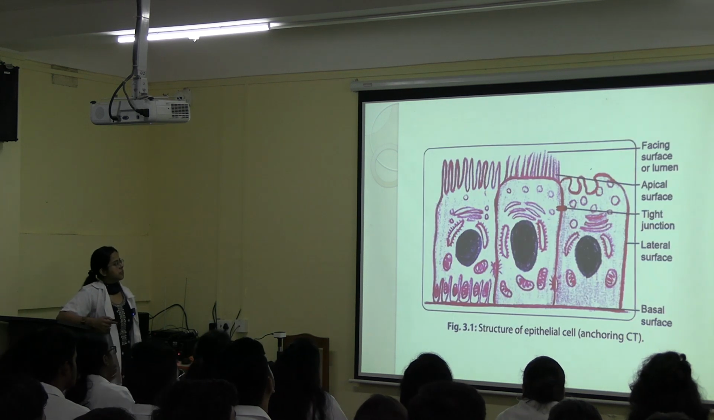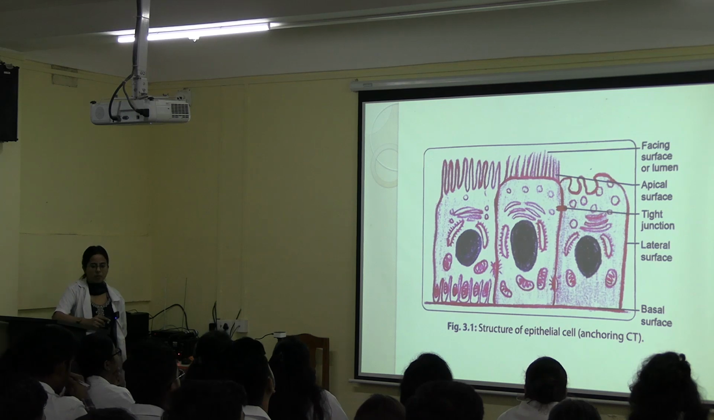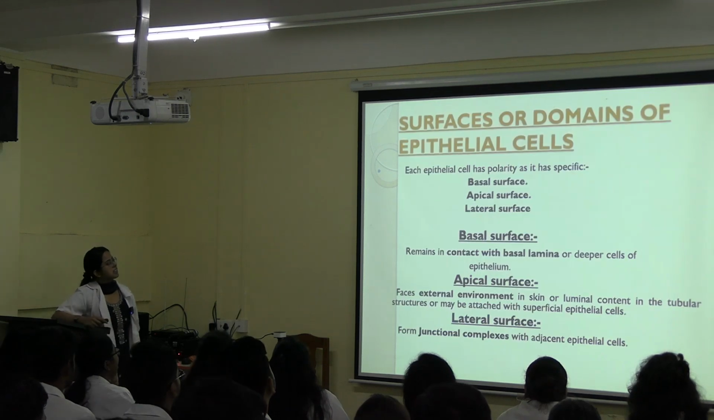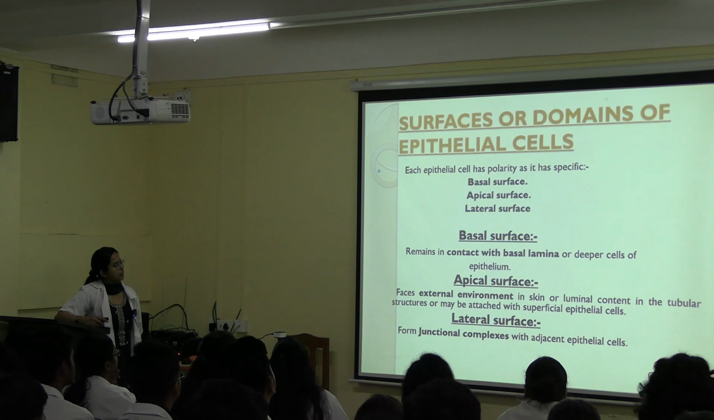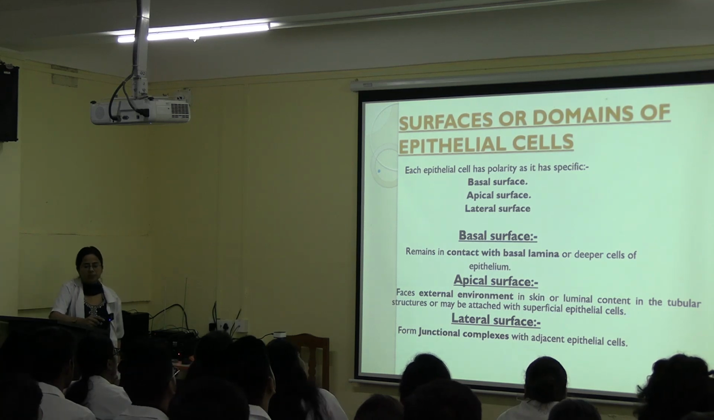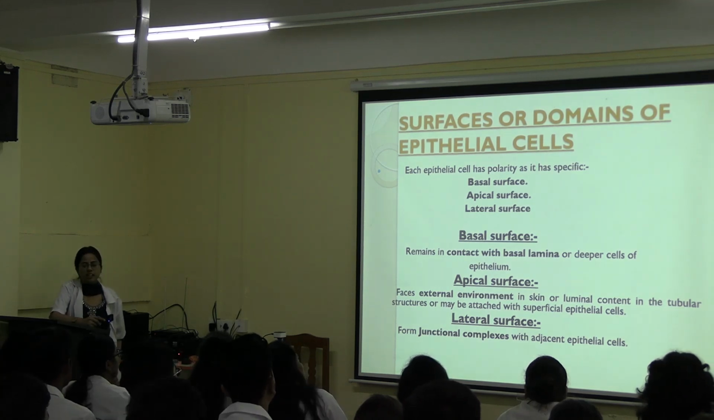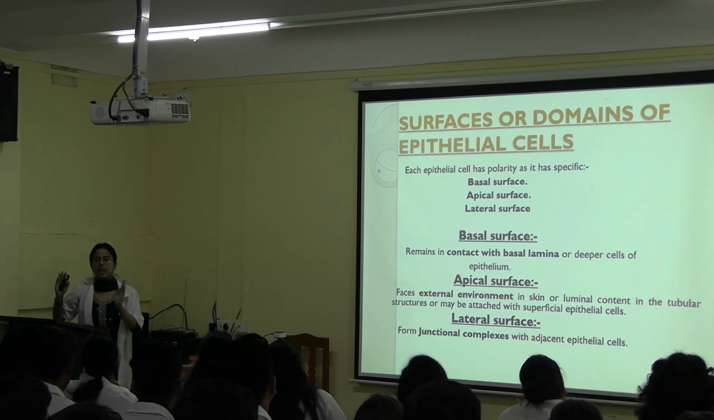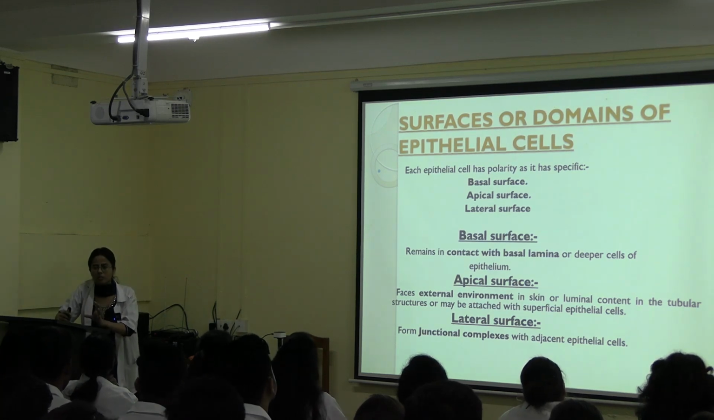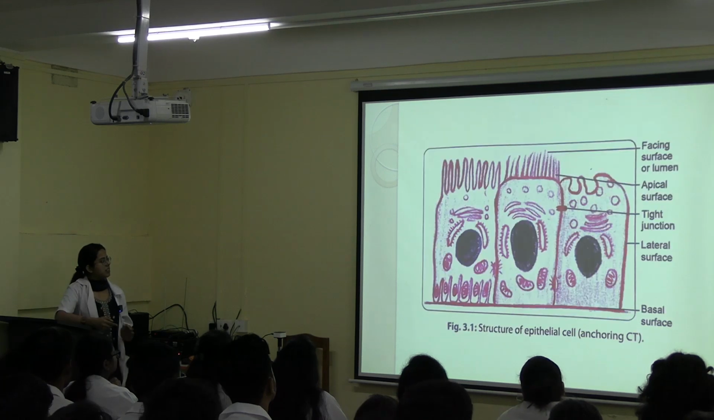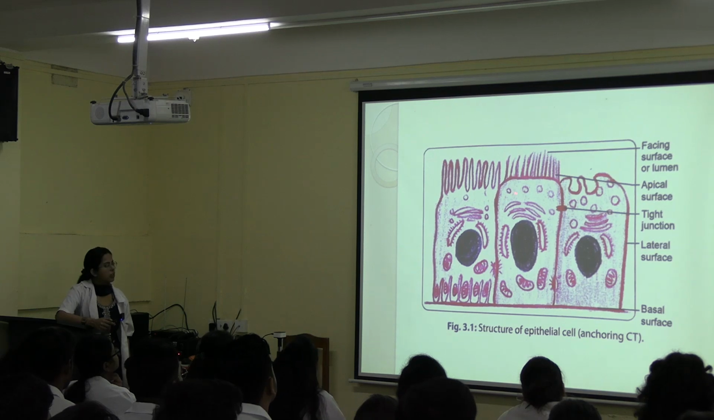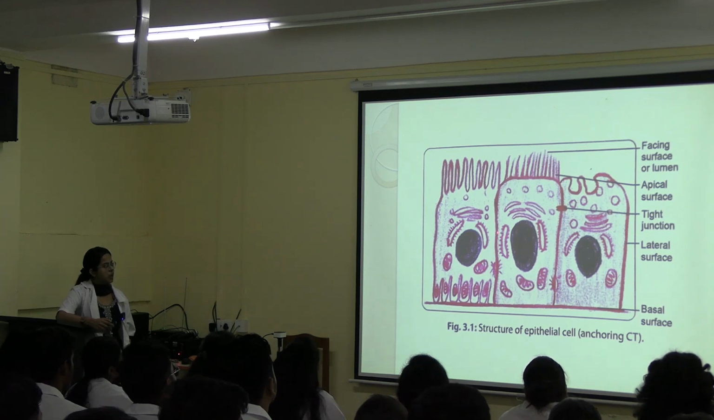Now surfaces of epithelium. Epithelium has three surfaces. Here it's written, polarity. What is polarity? Epithelial cells have polarity, meaning the two surfaces will have different types of structure and composition. So it has three surfaces. This is the apical surface, which is facing the external environment. This is the basal surface, which is lying over the basement membrane. And this is the lateral surface, which is connected with the adjacent epithelial cells with the help of junctions.